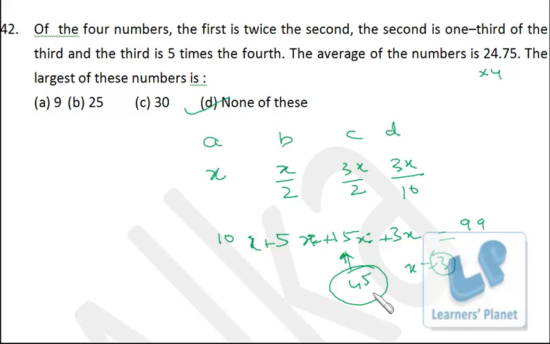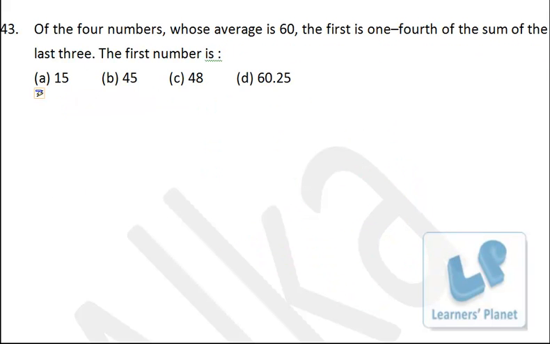And you can verify also. The highest number is 45. The third is 5 times the fourth, so D must be 9. Then this is 5x, and then this is 10x, right? So the total of all these numbers must be 99. Okay, so that you can verify: 45 plus 15, 60, 30, 90, and 9, 99. Okay, I hope you are getting it.